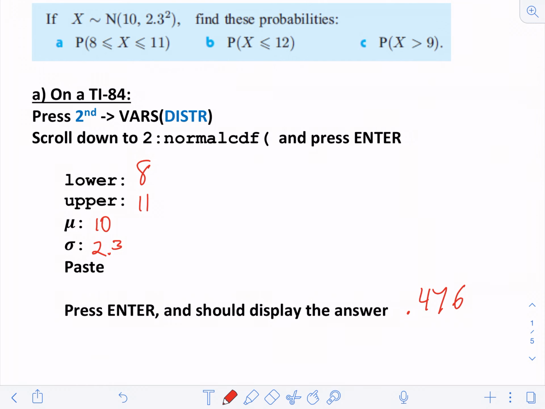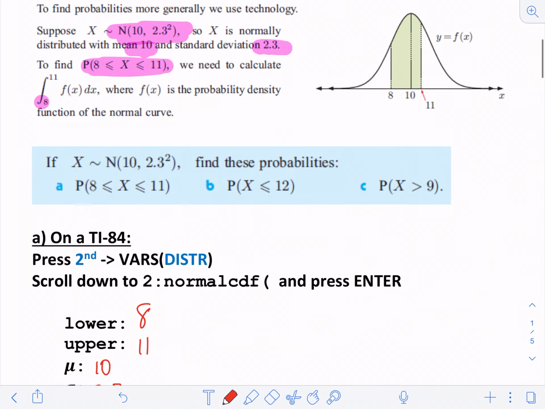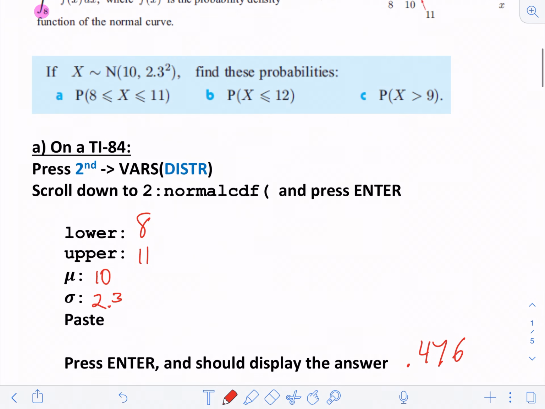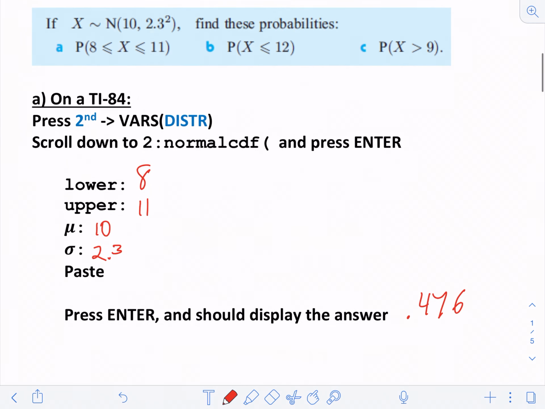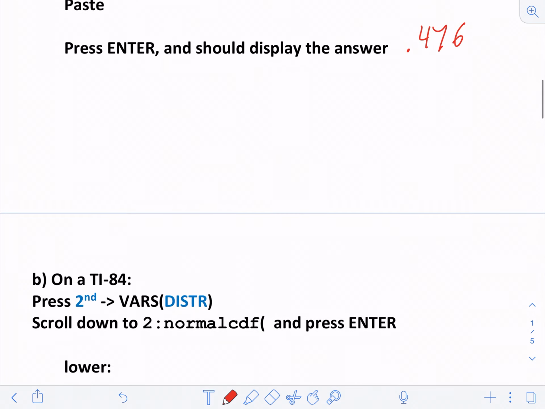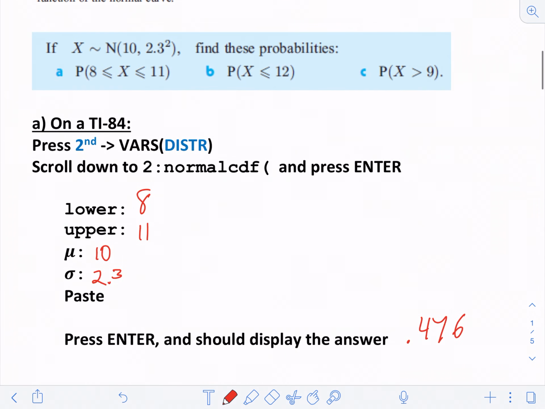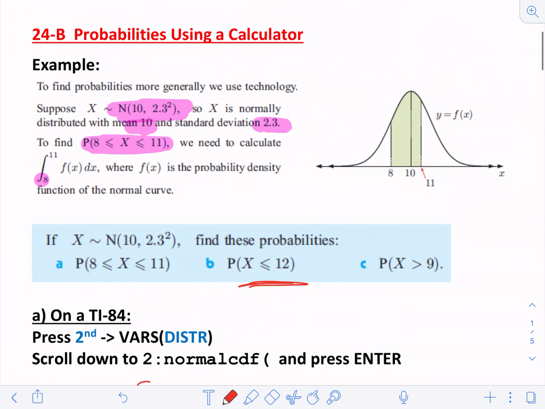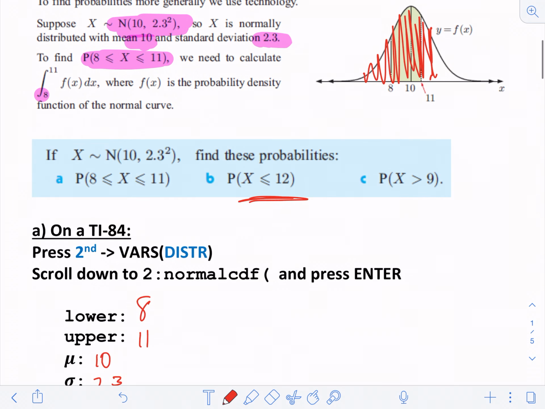And that's the probability of being between 8 and 11, which makes sense. The mean is 10, so about a 50% chance of it being between 8 and 11. That's a reasonable one. Let's look at number 2. Number 2 says when it's less than or equal to 12. What's the probability that it's going to be less than or equal to 12? We can imagine that's going to be pretty high, right? So here's 12, and we're looking for all of this probability here, so it's going to be pretty high.